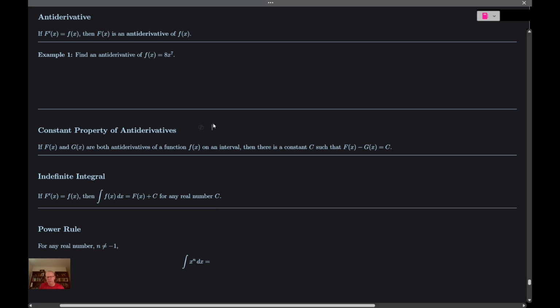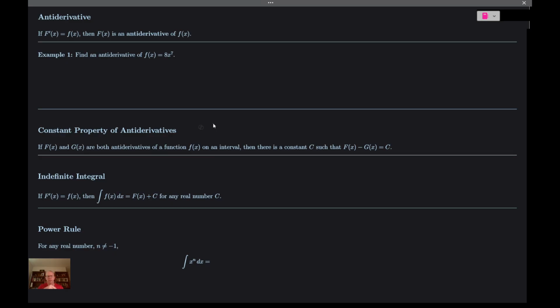But we're going to spend the last few sections going over this idea, and it starts with the antiderivative. The antiderivative is just the opposite of the derivative, of course. If you have a function, little f of x, that is the derivative of some function, then that function, capital F of x, is the antiderivative of little f of x.